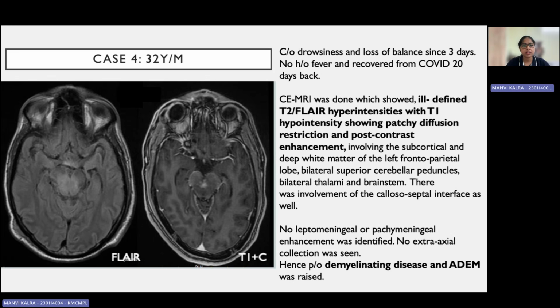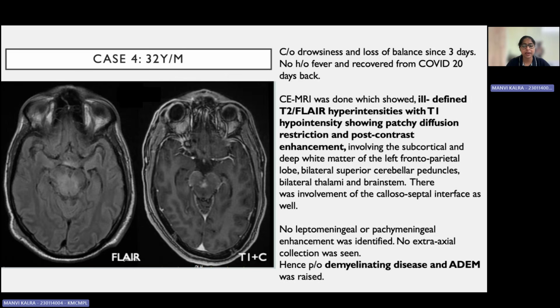Last case is of a 32-year-old male who came with complaints of drowsiness and loss of balance since 3 days. He had no history of fever and recovered from COVID a few days back. On MRI, ill-defined T2 FLAIR hyperintensities with T1 hypointensity showing patchy diffusion restriction and post-contrast enhancement involving the subcortical and deep white matter of the left frontoparietal lobes, bilateral superior cerebellar peduncles, thalami, and brainstem was noted. Involvement of the callososeptal interface as well. No leptomeningeal or pachymeningeal enhancement was identified.